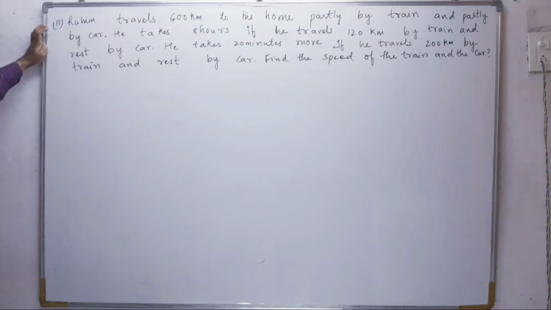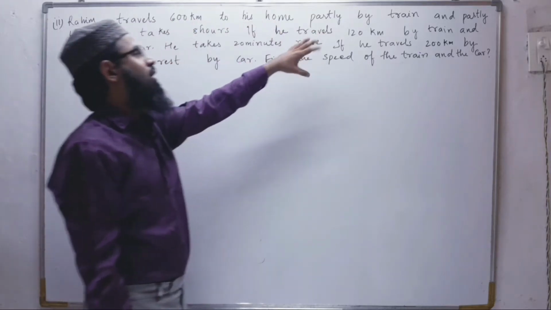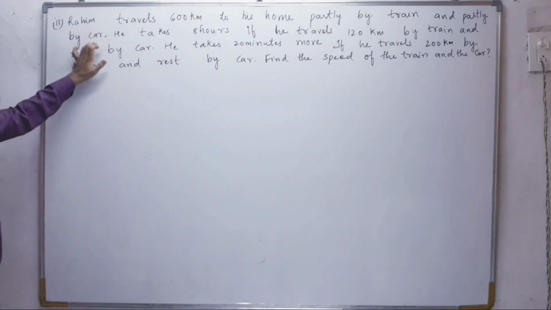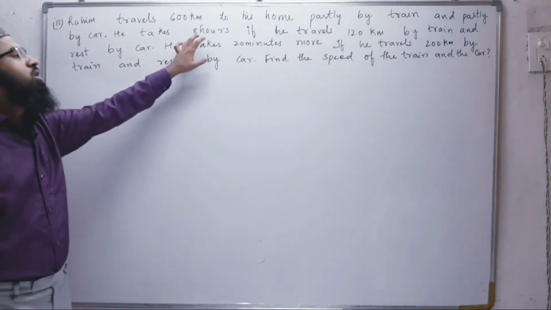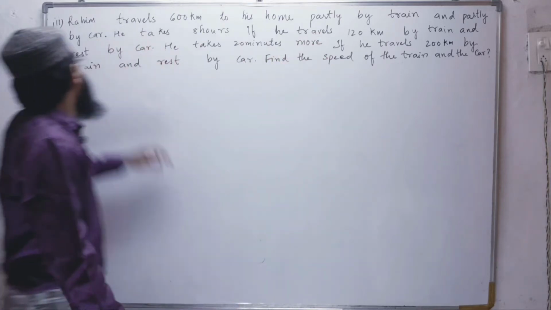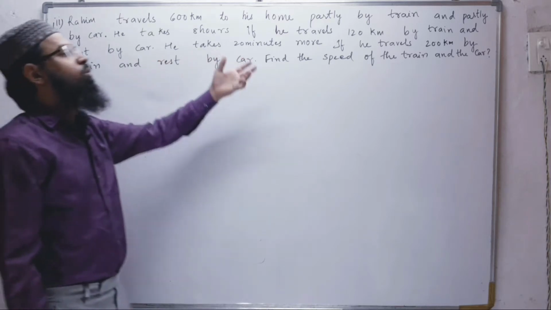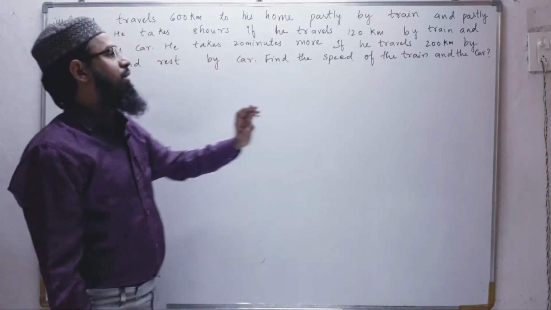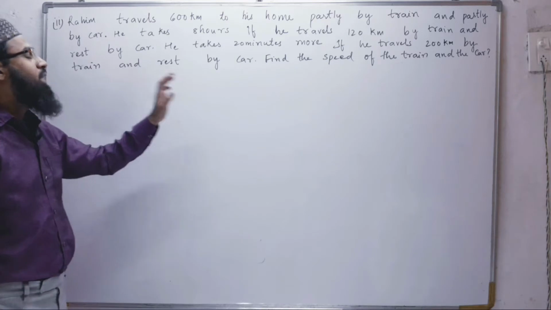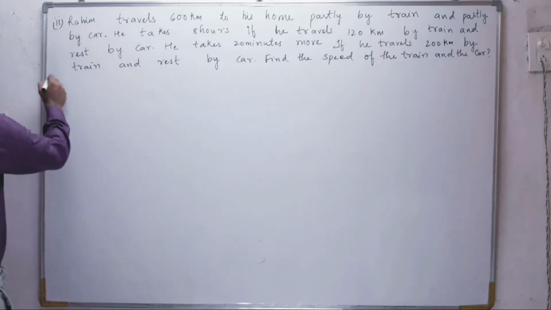Second problem, second bit. Rahim travels 600 km to his home, partly by train and partly by car. He takes 8 hours if he travels 120 km by train and the rest by car. He takes 20 minutes more if he travels 200 km by train and the rest by car. Find the speed of the train and the speed of the car. So let us start the solution.